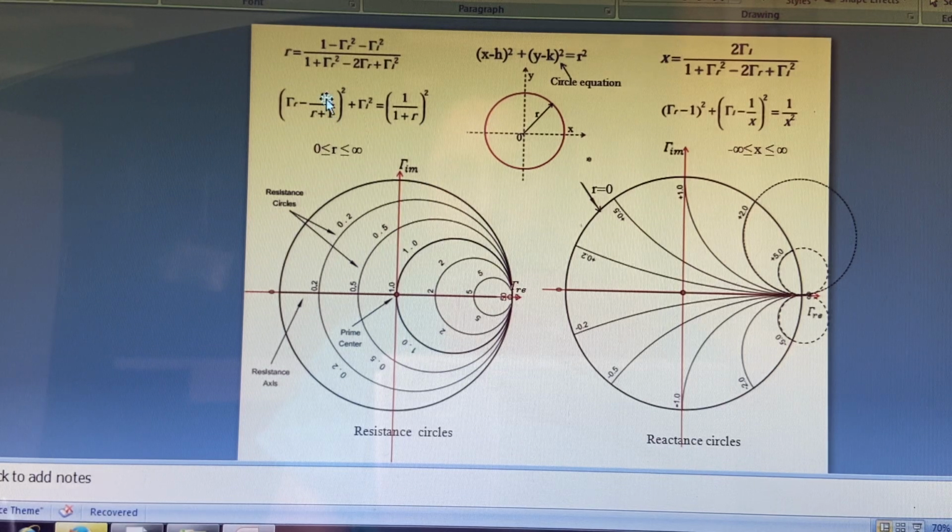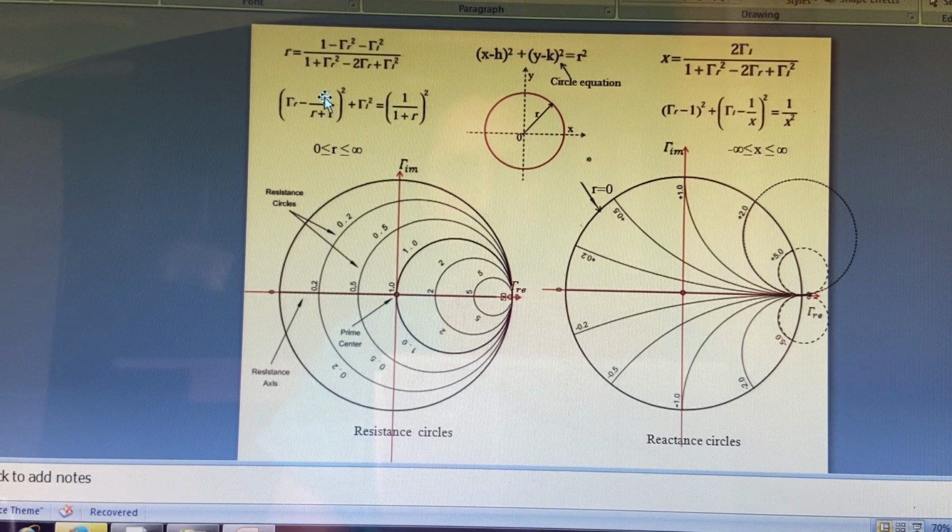For example, r equal to 0, we will get this circle. This is the outermost circle, r equal to 0. As we can see from here, the center is 0 and the radius is 1. Radius 1 is from this point to this point, that is the maximum, equal to 1. So that forms a circle like this. This is the r equal to 0 circle.